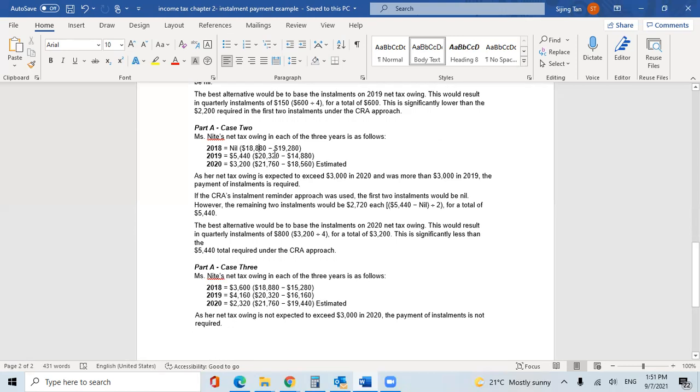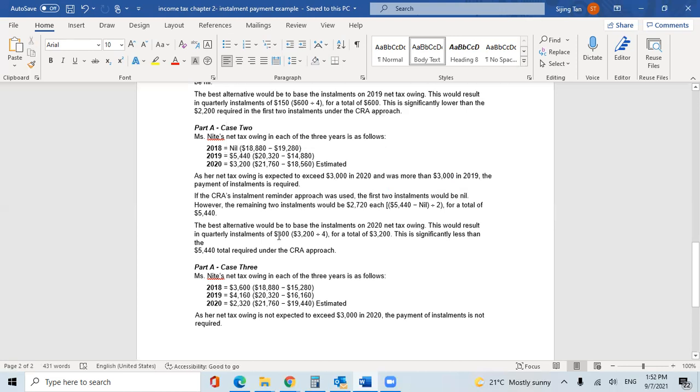Now the second question asks if you use a CRA installment payment reminder, which is alternative number 3, how much you need to pay. Because the first year is nil, because it's less, then our first 2 installments will be nil, right? And then you keep following the alternative number 3 calculation. We use 2019, $5,440, deduct the nil, the first 2 installments from the first year, 2017, from your book. Then divide by 2, you got $2,720 for the last 2 installments. And the total you need to pay is $5,440.